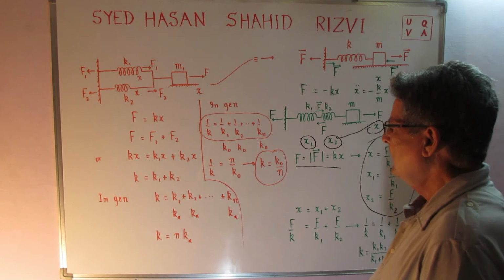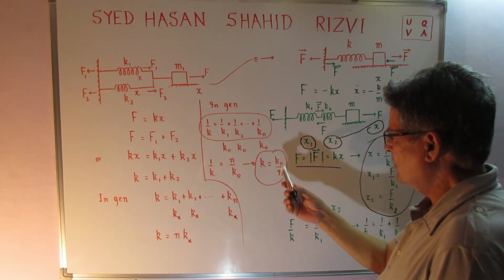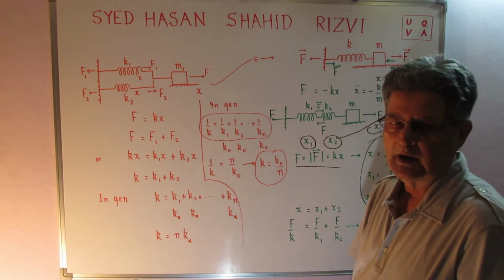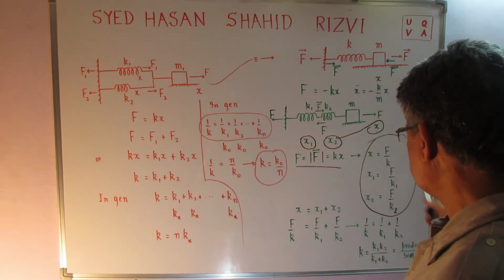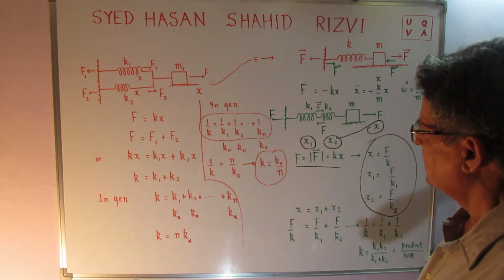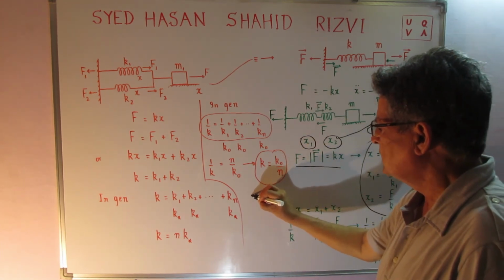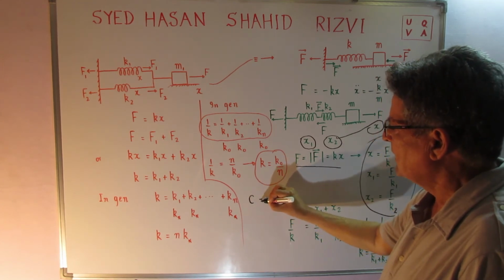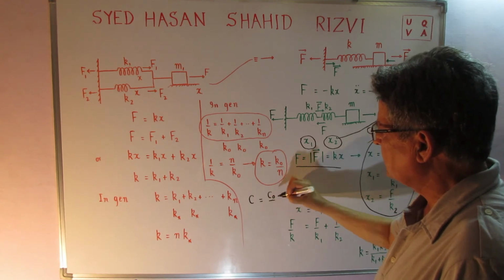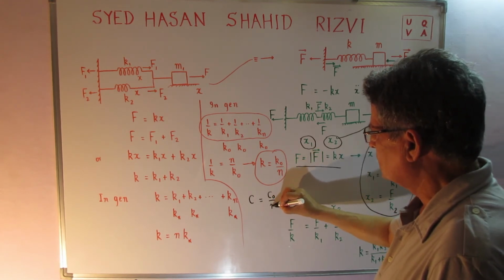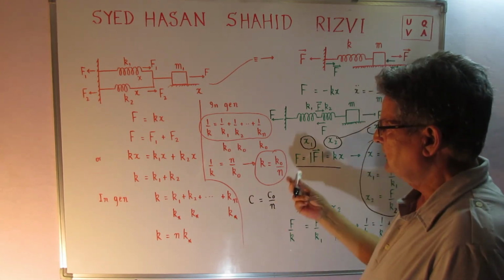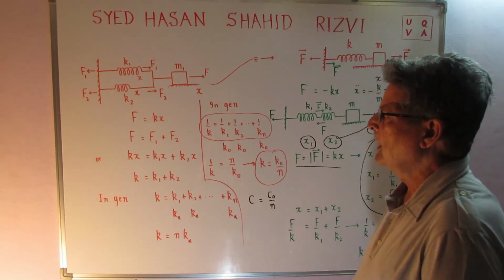This series combination is like the series combination of capacitors also. In capacitors also we go like that, and we get the capacitance C for several capacitors in series. If each capacitor has a value C, then this kind of equation we obtain.